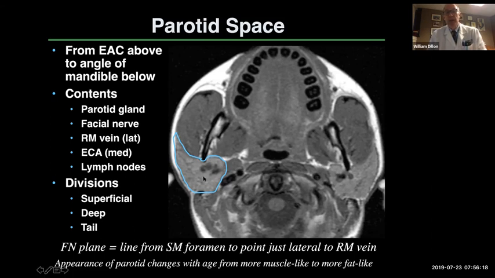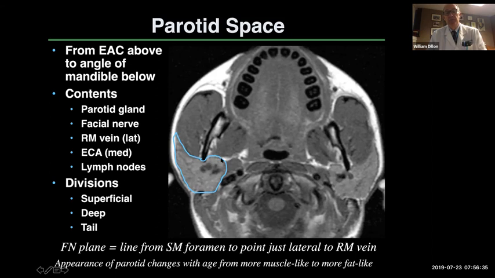Now, they don't really have lobes, the parotid gland. We often term the superficial and deep lobe, but it really is a portion of the parotid gland intersected by the facial nerve, which is coursing from the skull base, temporal bone, in an angle through the parotid gland.